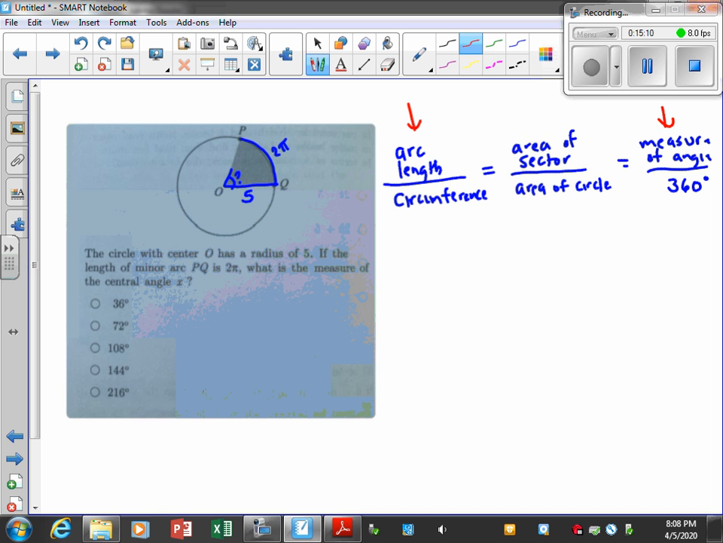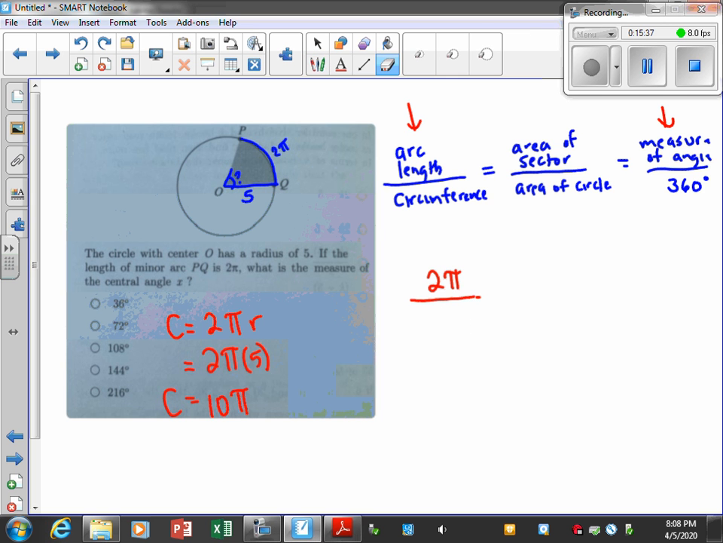Arc length was given, so arc length is 2 pi. The circumference, which is going to be here. Now we come off to the side, and circumference, we're going to recall that circumference is 2 pi r of a circle. Now they told us what r is. Radius is 5. So we can calculate circumference to be 5 times 2 is 10 pi. So we're going to plug in our circumference over here. So we're doing arc length over circumference. So arc length was given in the problem, 2 pi. And circumference we just calculated for our problem, 10 pi.